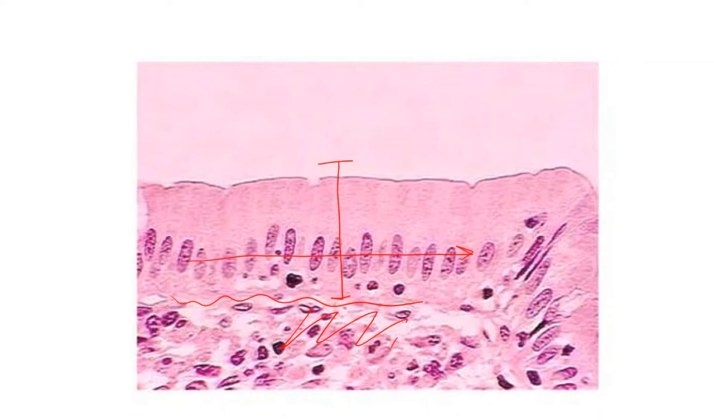Few goblets. In fact, I might see one right here on the edge, and that's about it. So this is simple, columnar epithelium, found in the digestive tract very commonly. Function, absorption, and secretion.